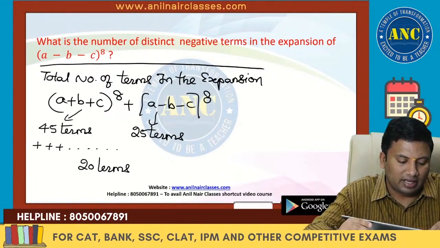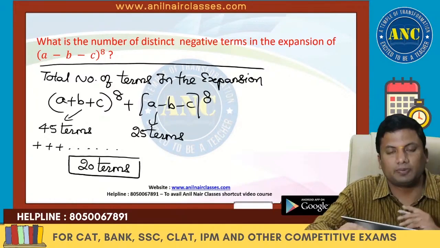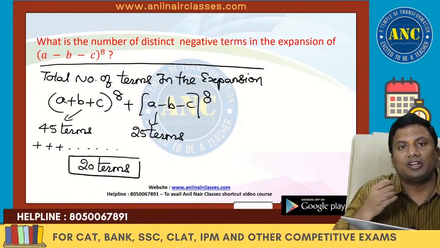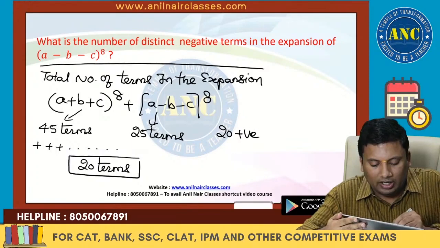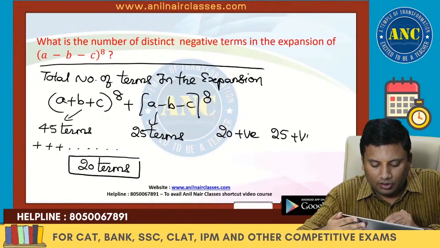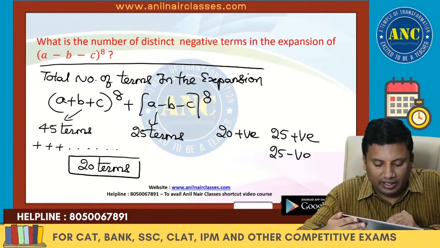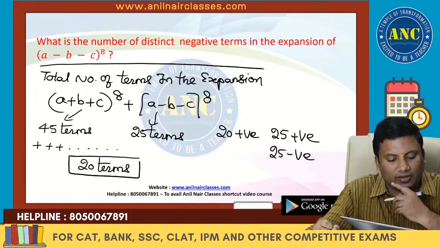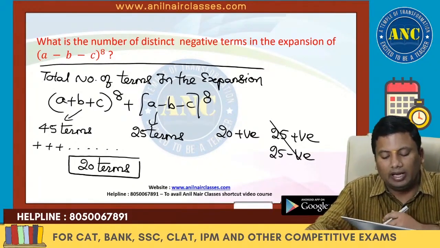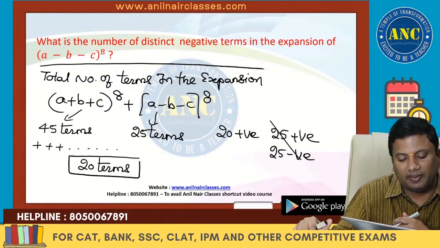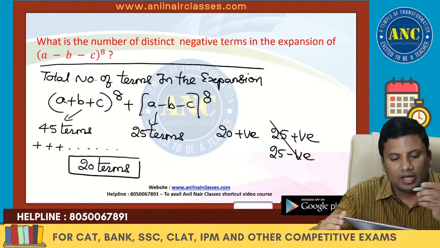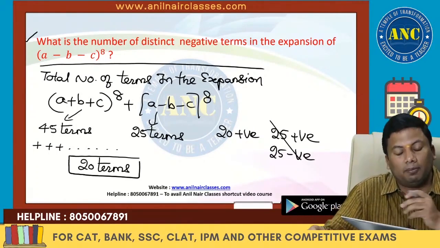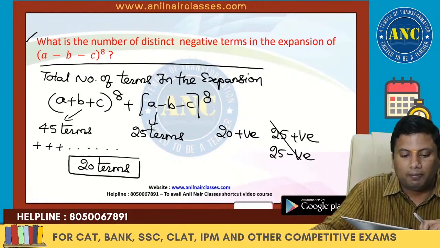So what will be the final answer? Total number of terms in this expansion is 45, and the 25 negatives will go away. In 45 there will be 20 positive and 25 positive. Here 25 negatives will come. These will be eliminated; plus will be eliminated with minus. Answer is 20. I hope it is clear how to find the number of distinct terms by using binomial expansion.